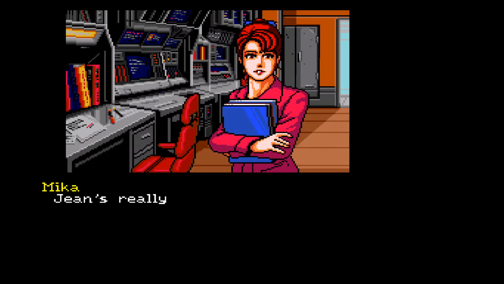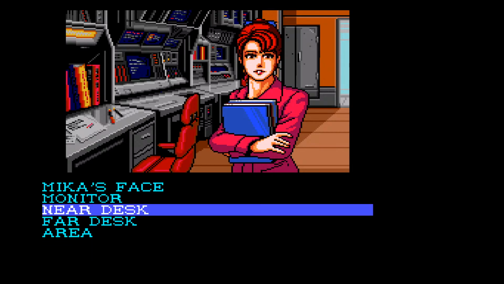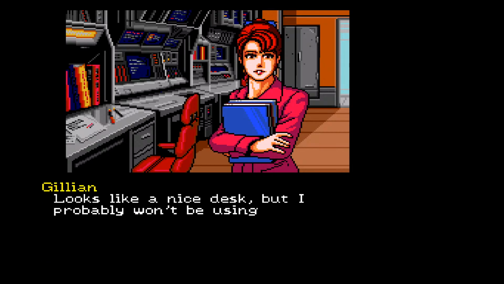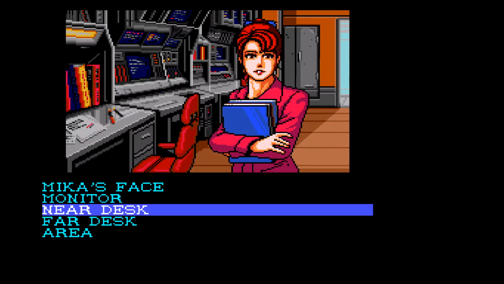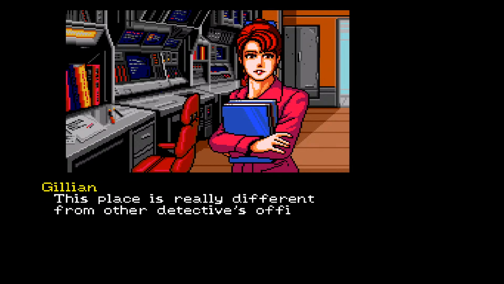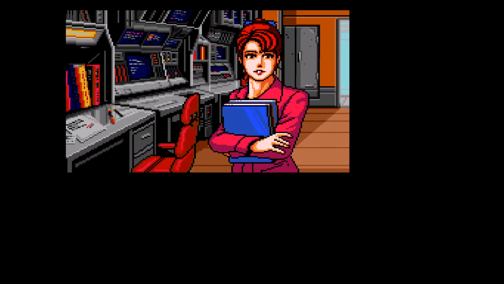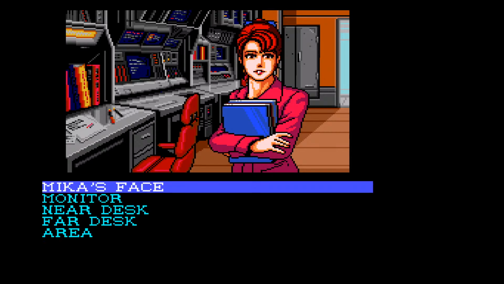This is an antique desk. Gene's really into antiques. Looks like a nice desk, but I probably won't be using it much. This place is really different from other detective offices. I think that's pretty much it.